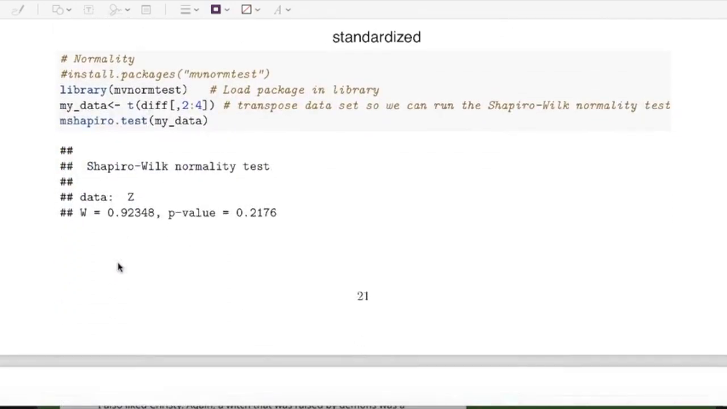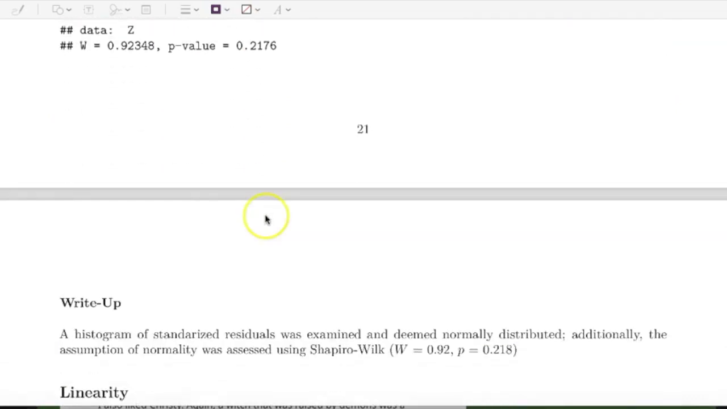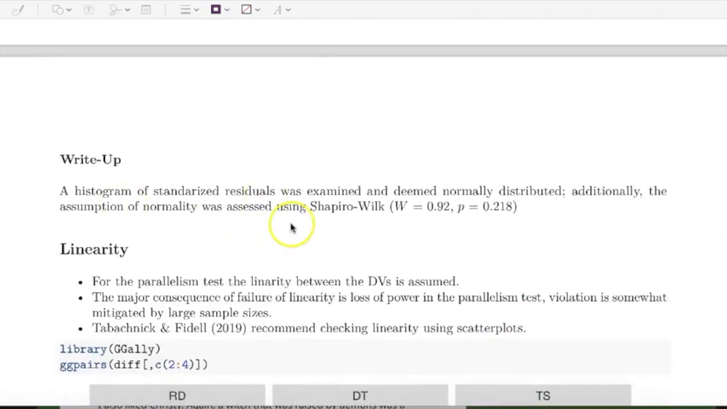I went ahead and ran my Shapiro-Wilk test. The way I always run it, I use this package. I transpose everything. Well, I only transpose the columns with the continuous data. I ran Shapiro-Wilk on that, and I do not reject the null hypothesis. That means that I meet the assumptions. So looking at the histogram, it looked okay-ish, but more importantly, it did pass a formal Shapiro-Wilk test.